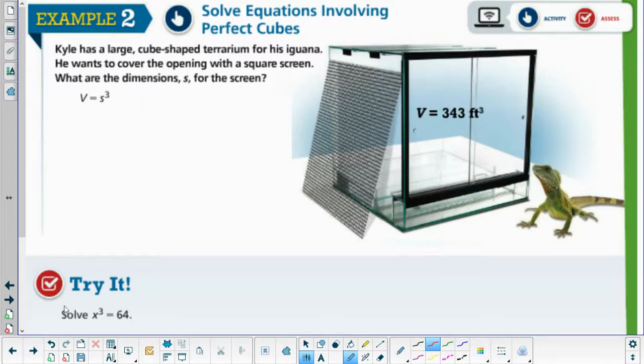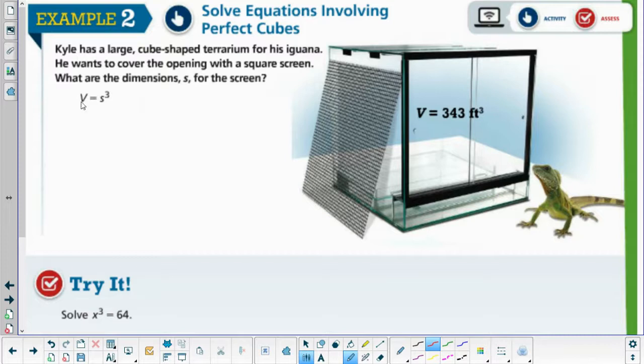All right, solving this one. So this time I see this is a terrarium or a tank for this iguana. Kyle has a large cube-shaped terrarium for his iguana. He wants to cover the opening with a square screen. What are the dimensions for this screen? So we see the square screen here, and we see the volume of the entire box.